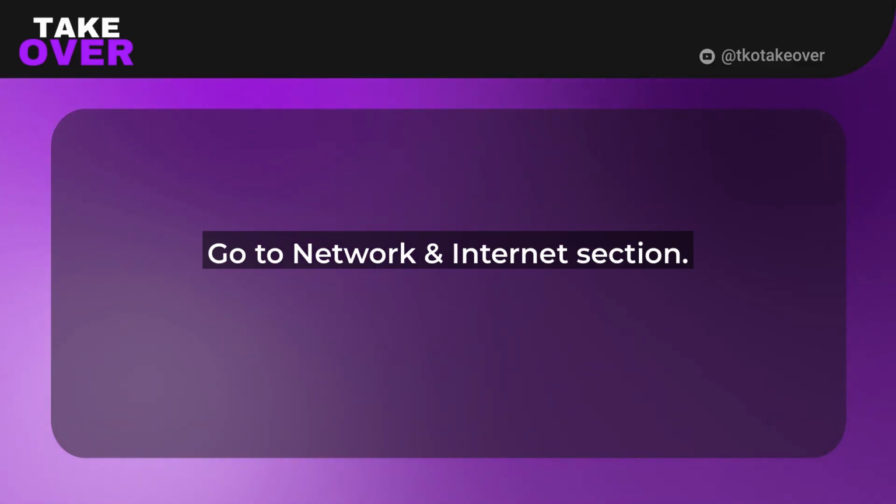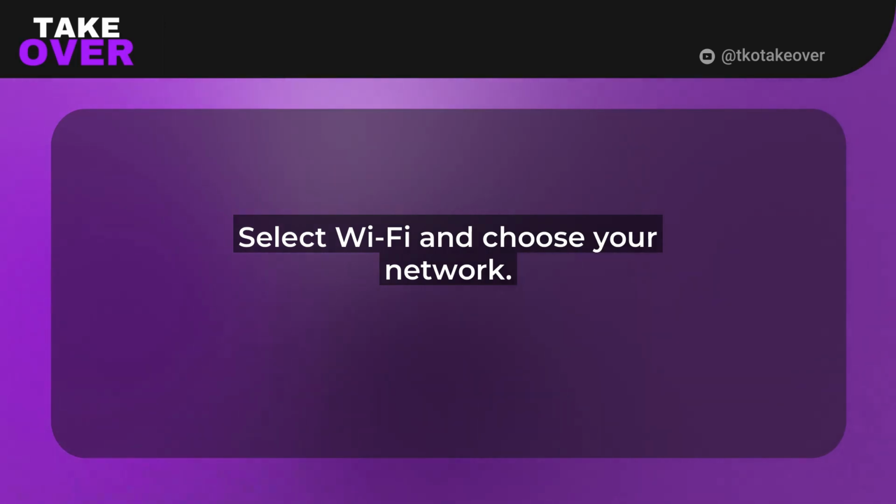Step 2. In the Network section, look for Wi-Fi and tap on it. You'll see a list of saved networks. Tap on the network whose password you want to view.